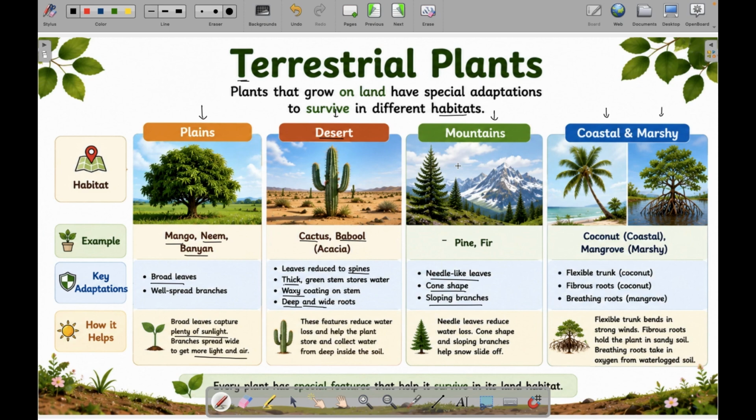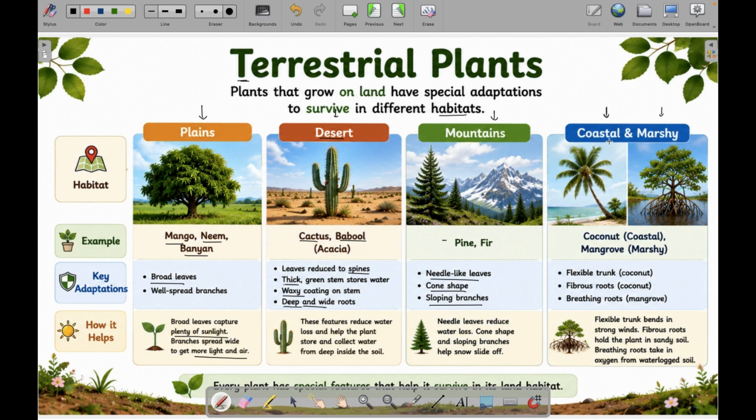Another thing you'll notice is that most of the trees that live in the mountain, they don't have flowers, rather they have cones, right? As we have discussed in flowering versus non-flowering plants, they have cones wherein the seeds are stored, right? And such types of plants that live in the mountains are also known as coniferous trees for such a reason, right?